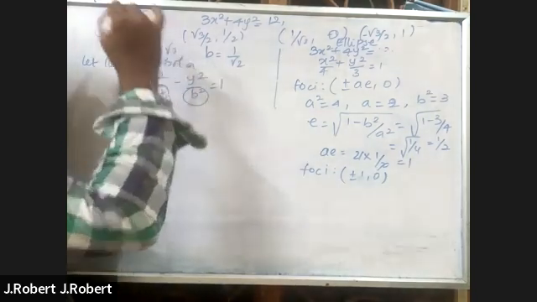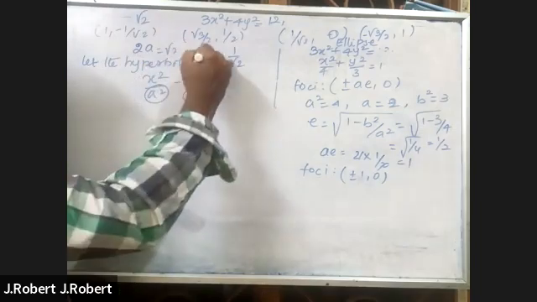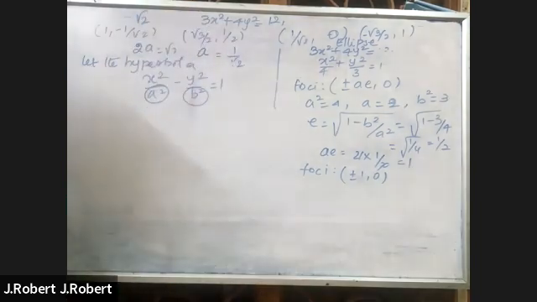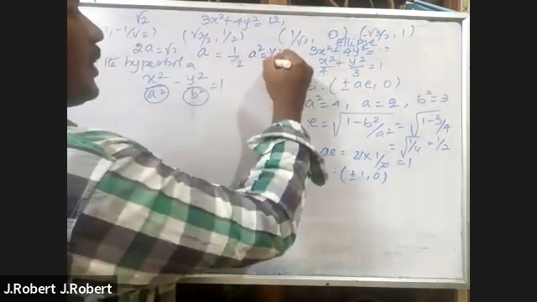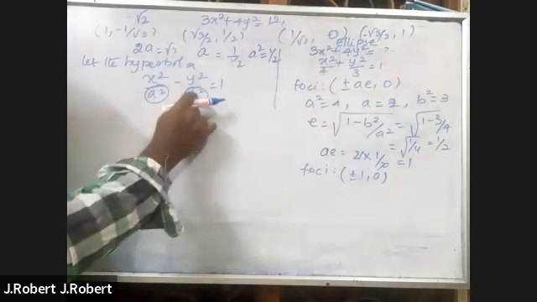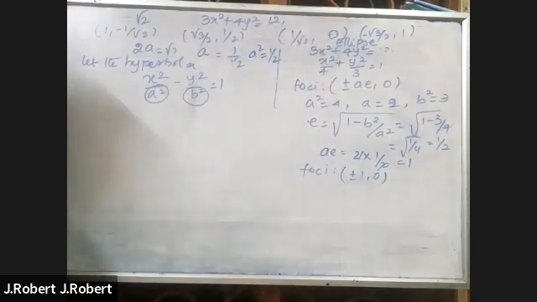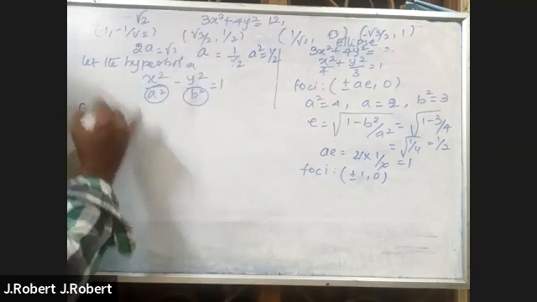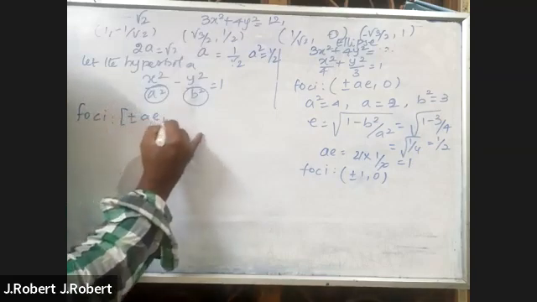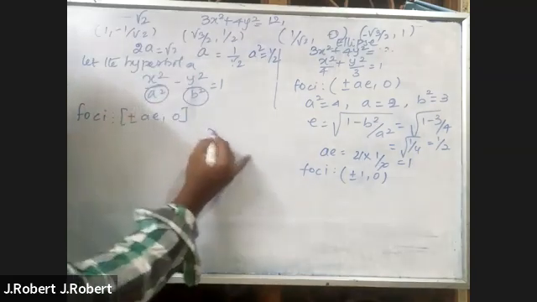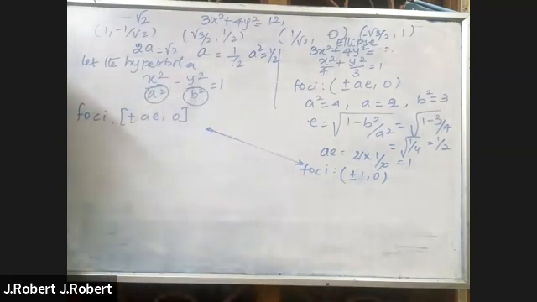Transverse means 2a. Therefore, a is equal to 1 by root 2. Now I can say a square is equal to 1 by 2. Now the only thing I have to find out is b square. Now the foci for this also is plus or minus ae, 0. That is equal to the foci of the ellipse.